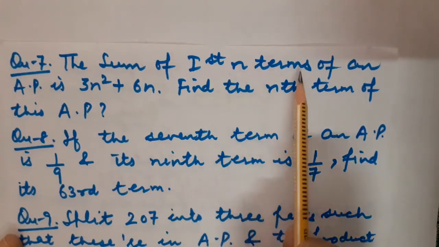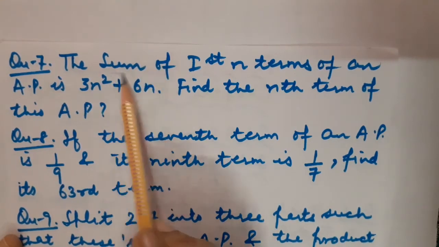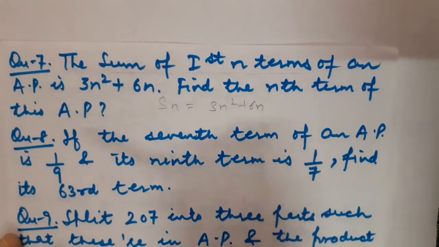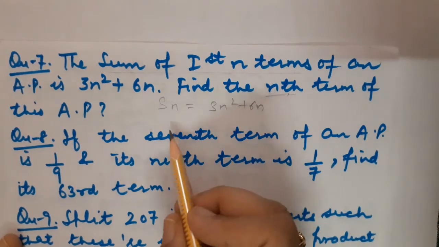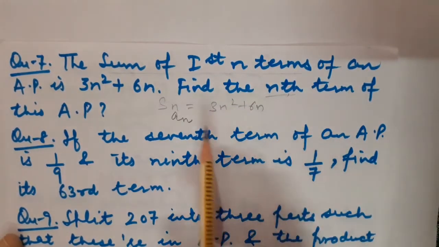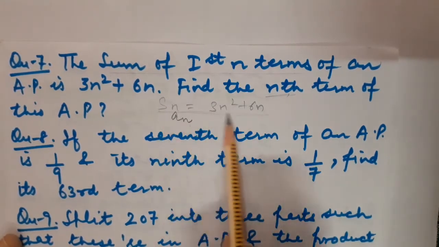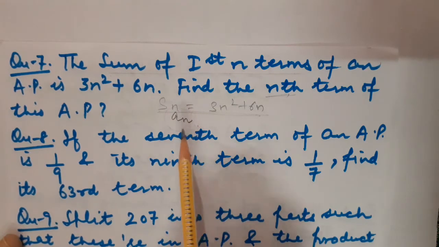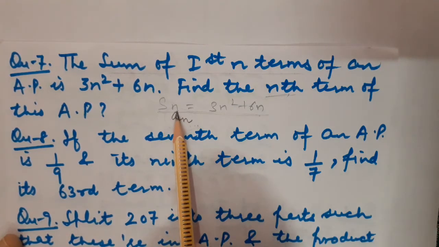The sum of first n terms of an AP is 3n square plus 6n. So how to write it? Definitely Sn is equal to 3n square plus 6n is given to me. And I will have to calculate the nth term of an AP, that is I have to calculate an. Children, do you remember what I told you? When we have been given the sum of first n terms of AP and we will have to calculate the nth term of AP, then we will have to just subtract the sum of first n minus 1 terms of AP from sum of first n terms of AP.